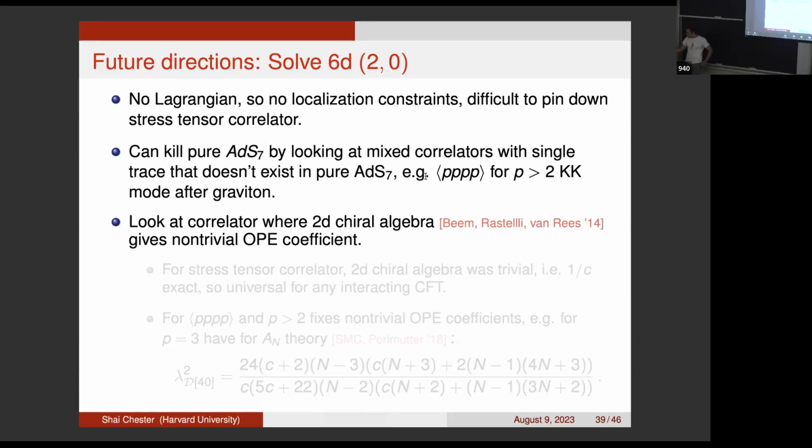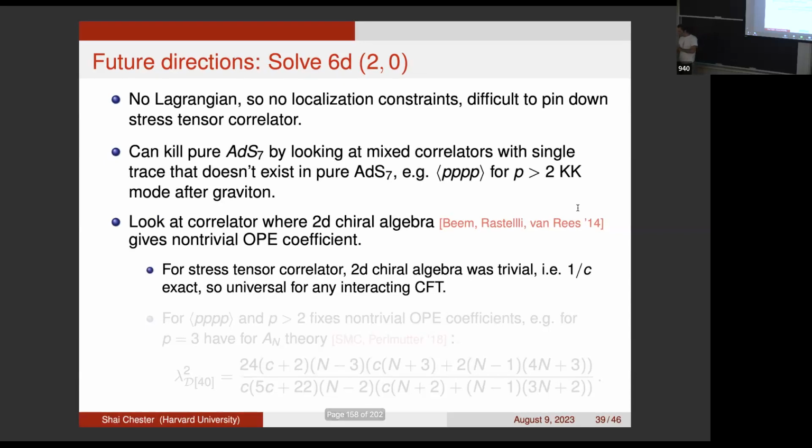Another thing is that even though you don't have localization, you do have something else which is kind of similar to localization, which is the 2D chiral algebra. So Beem et al. showed back in 2014 that there's a subset of protected operators in 6D which are described by a 2D chiral algebra, and you can use it to compute everything about them. Particularly, you can compute their OPE coefficients, which are non-trivial. Now, specifically for the stress tensor 4-point, this wasn't useful because the 2D chiral algebra in this 4-point is trivial.